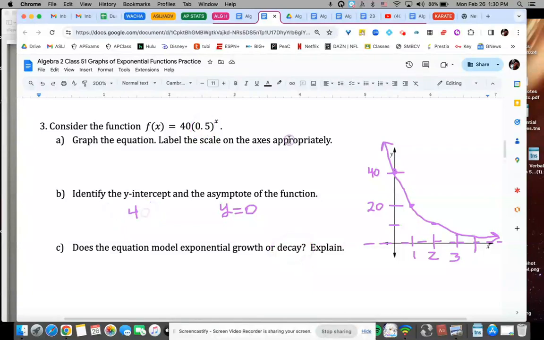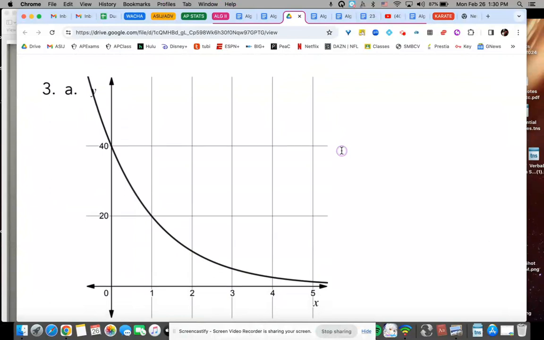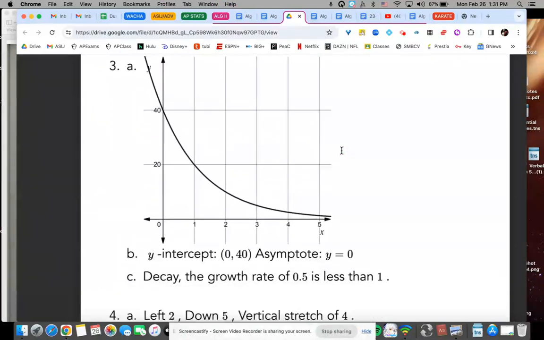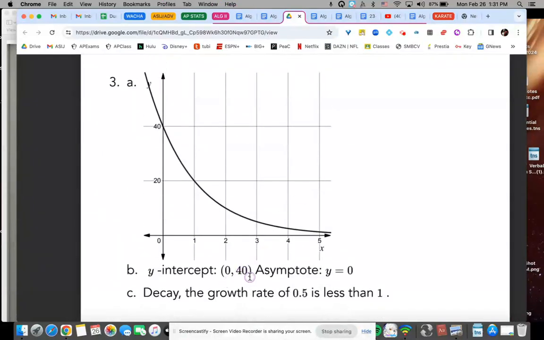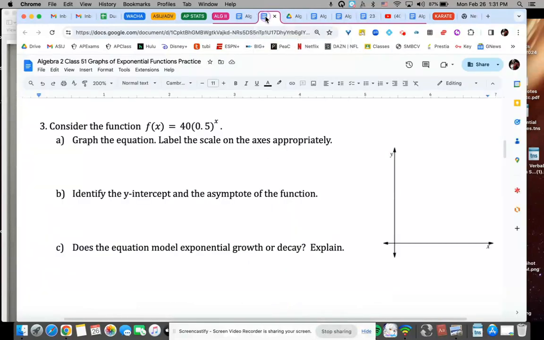Okay, so let me erase all that, and let me pop up the written solution briefly to show it's the same as what I had. There's their graph. They have a little nicer graph than mine, but same stuff. 0, 40 is the y-intercept, the asymptote is y equals 0, and it's decay because the rate is less than 1.